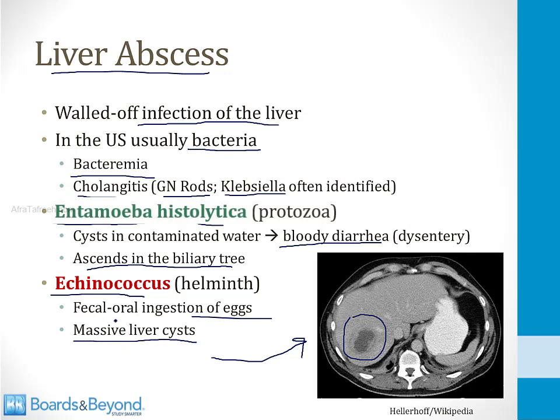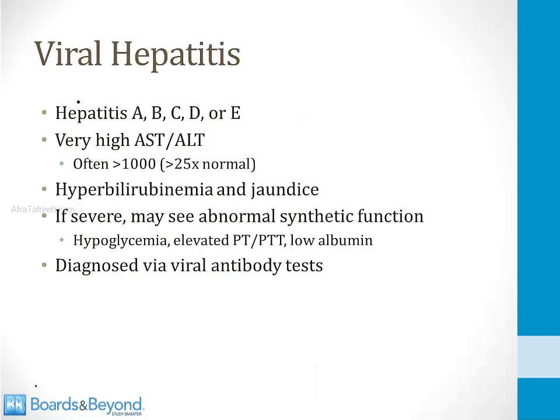Echinococcus is famous for causing huge liver cysts. In the infectious disease section, I talk about viral hepatitis in detail. I'll just briefly review the topic here. There are 5 hepatitis viruses that infect the liver: hepatitis A, B, C, D, or E. They all cause a marked increase in the AST and ALT level in the serum.